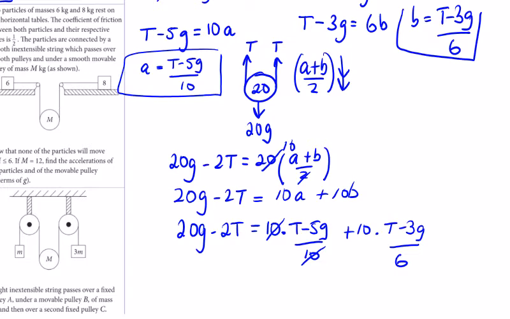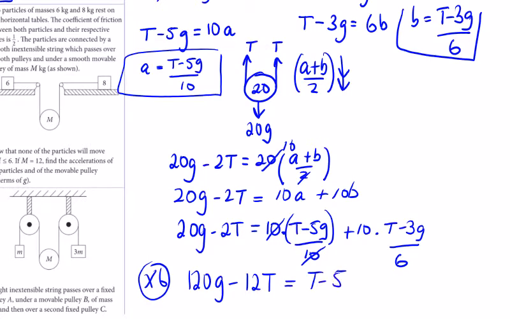So I've got that 6 over 10. If I multiply everything by 6, I can just multiply that by 10. So I'll multiply everything by 6 here to get rid of the denominator. So 120g minus 12T is equal to, we get the T minus 5g here, but I'm going to have to multiply it by 6, so I'm going to get 6T minus 30g. And then the 6, if I put it here, it's going to cancel with the 6 on the bottom. So I'm going to need to multiply by 10 to get plus 10T minus 30g.